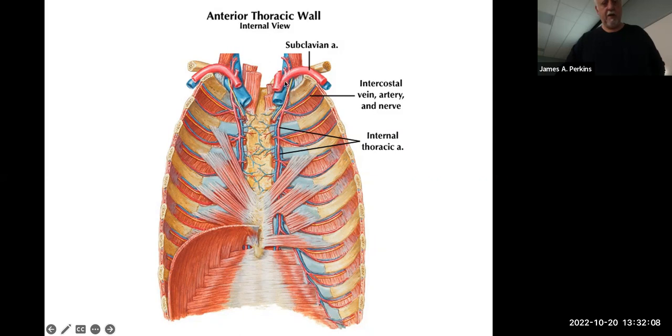And then there's the internal thoracic artery branching off of the subclavian, running down along the inner surface or the deep surface of the sternum, right about where the sternum meets the costal cartilages. And then that internal thoracic artery is giving off the smaller anterior intercostal arteries that run through the intercostal spaces. And they are accompanied by the intercostal nerve and the intercostal vein as well. So there's actually an intercostal nerve, artery, and vein running in that costal groove right along the inferior border of each rib.